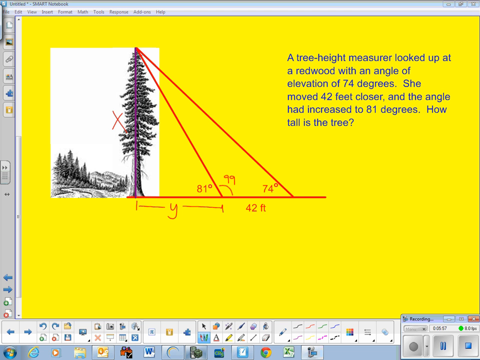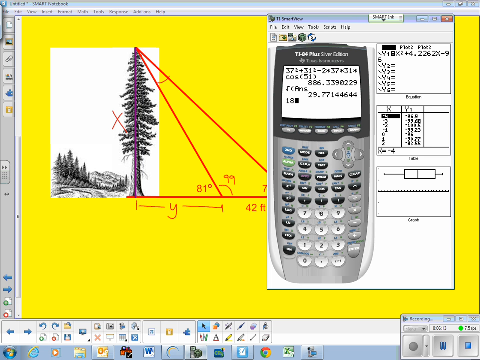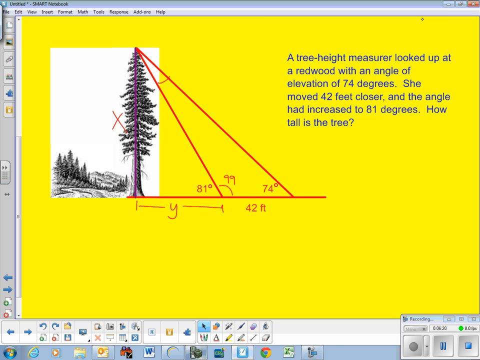So I'm thinking as I get to looking at this one, this might be an easier way than using this y. Let's go with this angle up here, which would be 180 minus 99 minus 74. Just make sure I don't mess that up. 180 minus 99 minus 74 would give me 7 degrees.